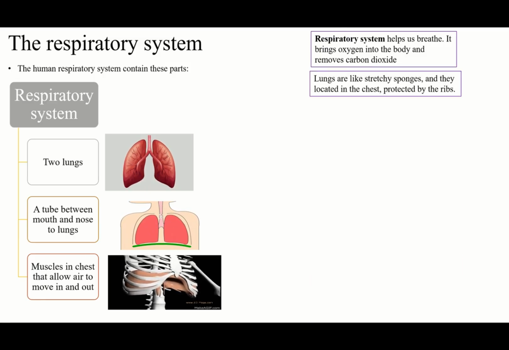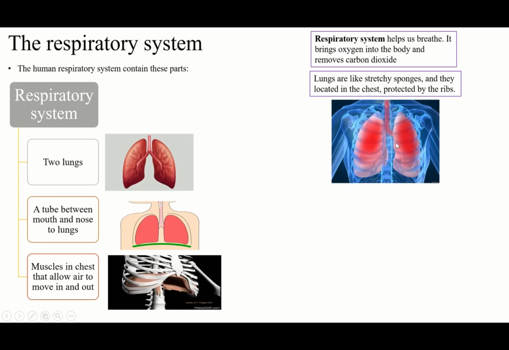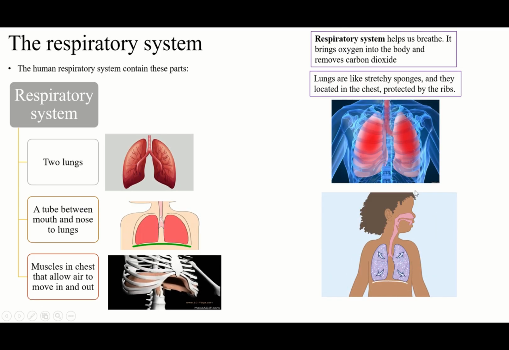So, what about the lungs? The lungs are like stretchy sponges located in the chest, and they are protected by the ribs. It means they are inside the rib cage. As you see here, inside the ribs you can see the lungs, and this is how the air enters and goes out. Breathe in and breathe out. That's how this process happens.